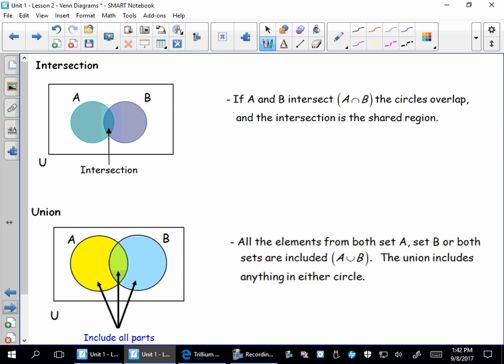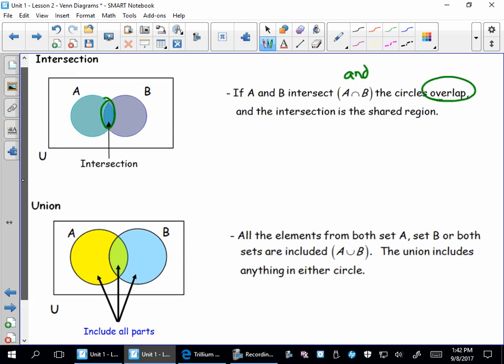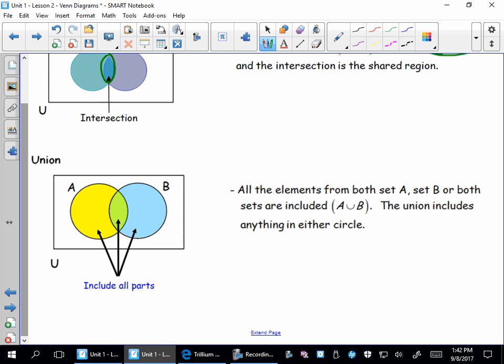Intersection, the idea of and, it's got to be one and the other. Well, if it's in both, that means the circles have to overlap. The part that's in both is the overlapping part, so the part right in here. Okay. Union, that's the idea of or. It could be in A or B. Well, if we're looking at a Venn diagram of that, we'd have to make a list of all the parts that show up in just A, or show up in just B, or happen to show up in both. Okay, it's a list of all of the items.